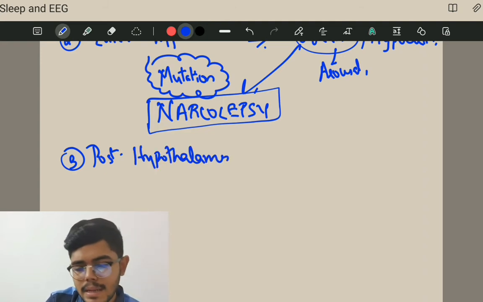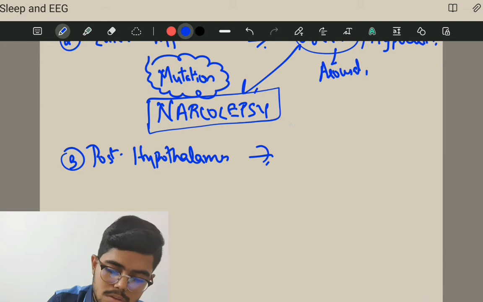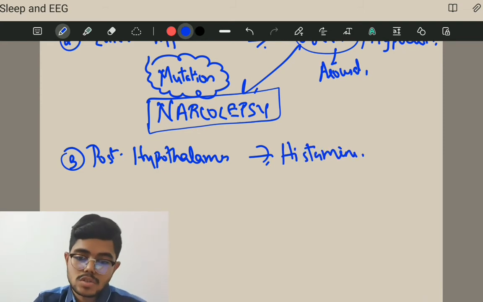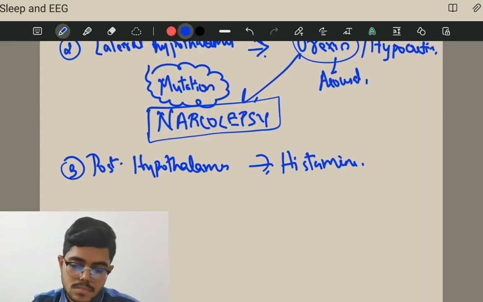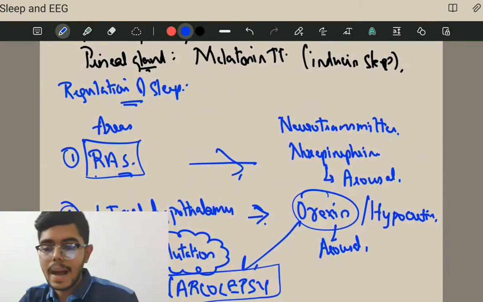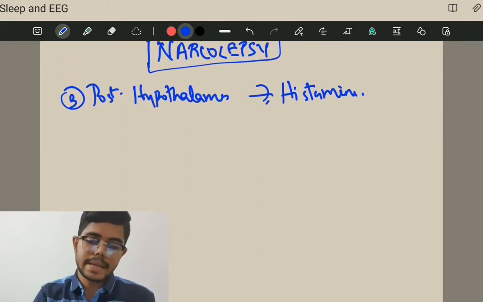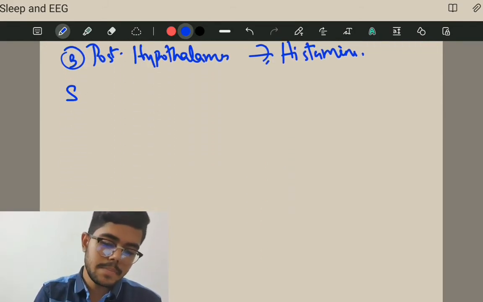which mainly produces histamine. That's it. Fine. So this is all about the regulation of sleep, and then we'll be moving on with a very important thing called sleep promoting areas.